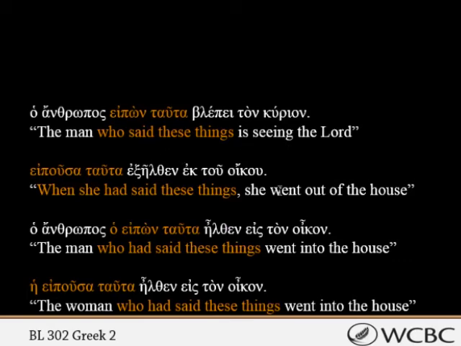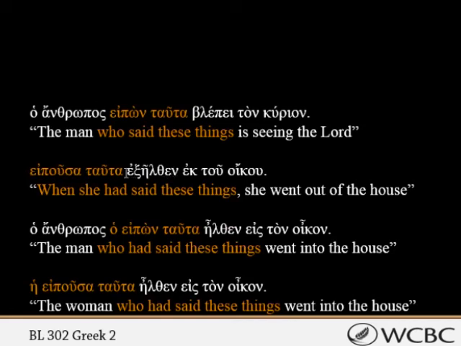If we look at the second sentence, we have epusa tauta ek elthen ek tu oiku. So epusen is going to be our verb. Again, it's coming from the same verb, epon, meaning to say. In this case, the participle is going to be aorist active participle, feminine nominative singular. And so we would identify the verb here as an aorist active indicative third person singular verb with the epsilon nu ending.